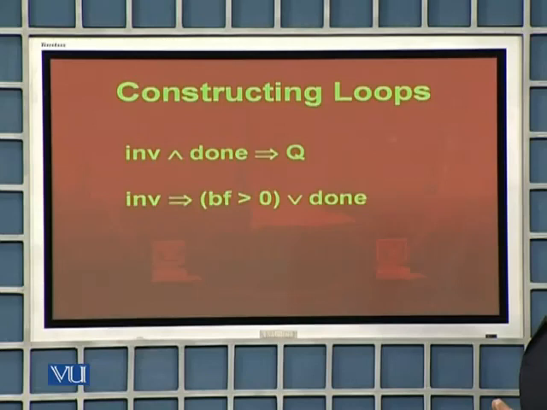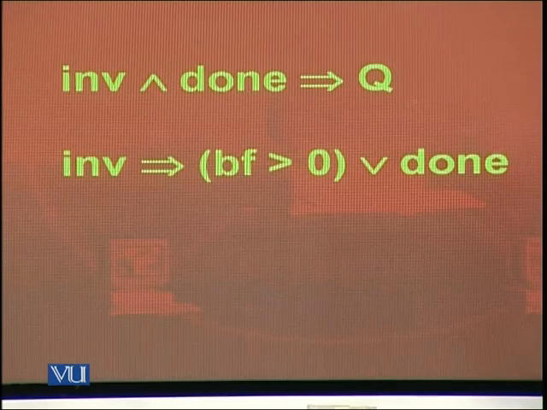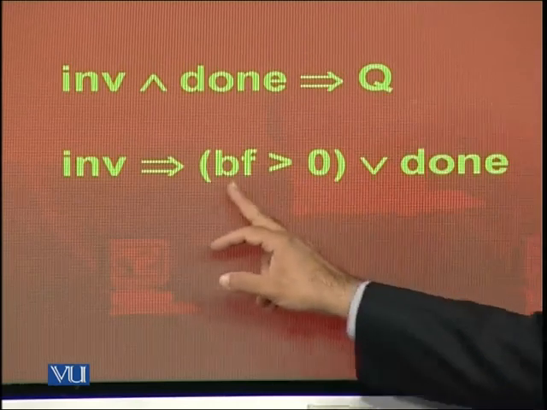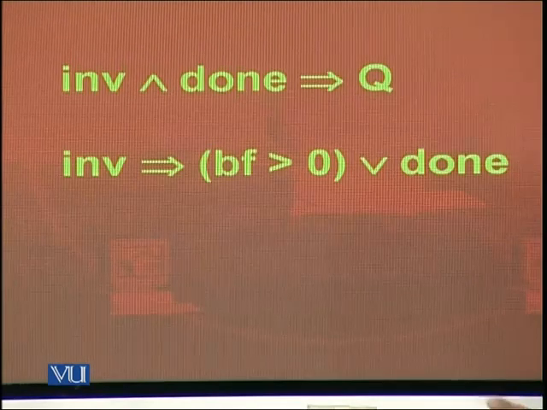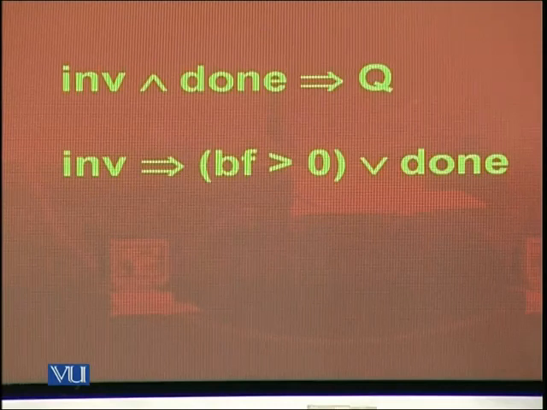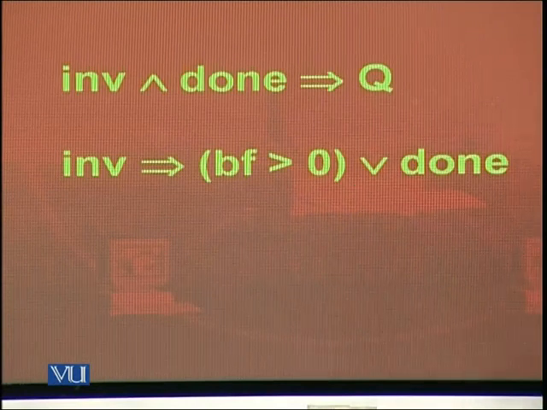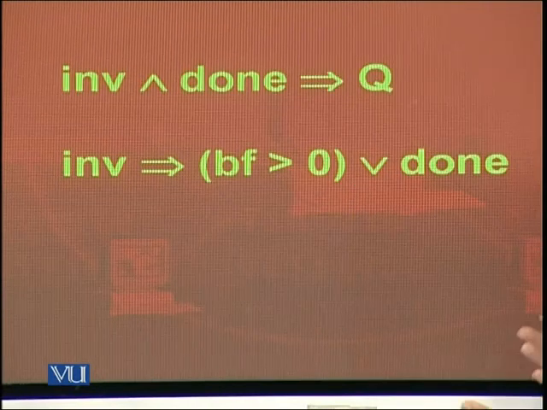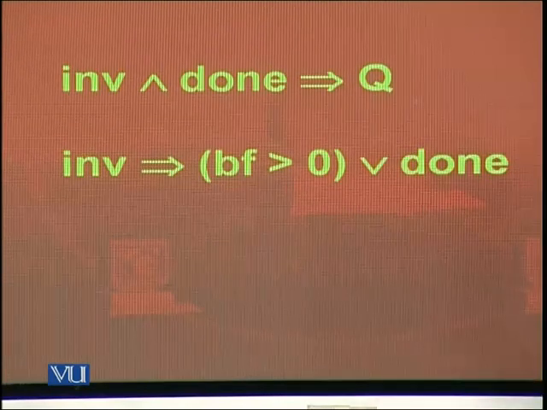The invariant condition gives us 2 things. Either we are done or we are not done. If we are not done, in that particular case, the bound function is going to be greater than 0. That is a given. When the value of the bound function is less than or equal to 0, that means we have to come out of the loop. The bound function, the value has to be positive for the loop to continue.